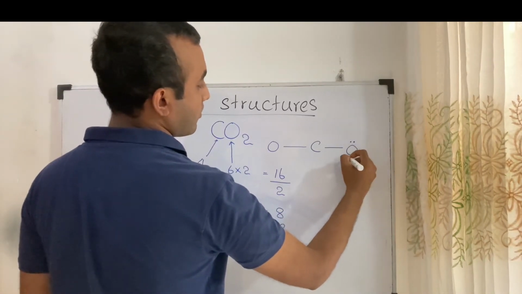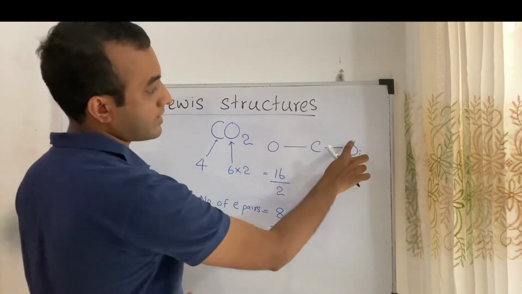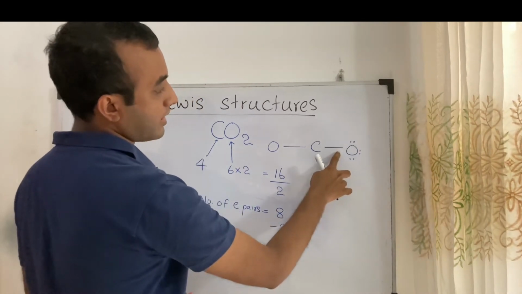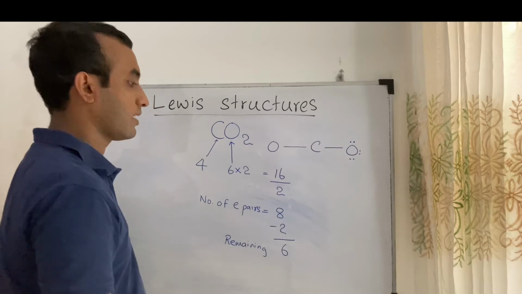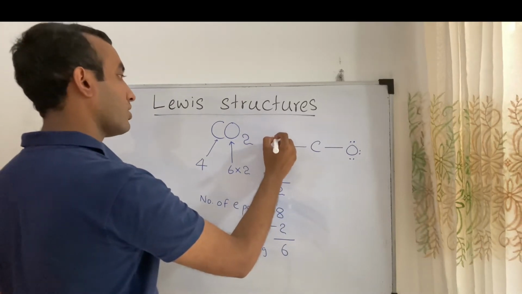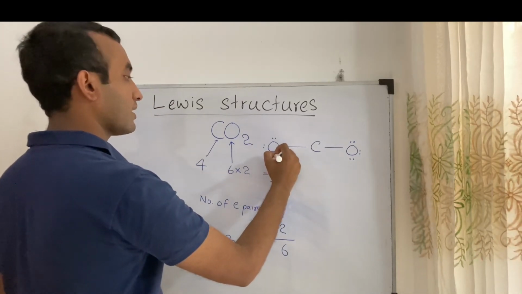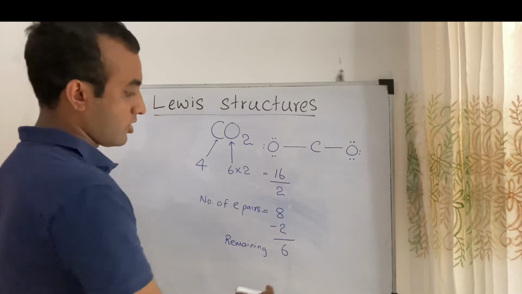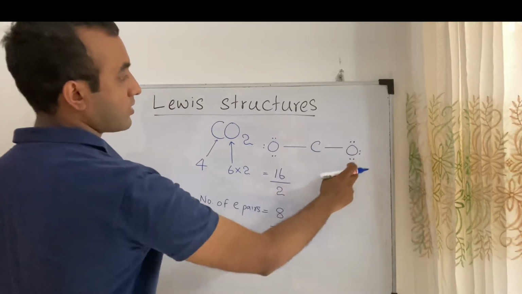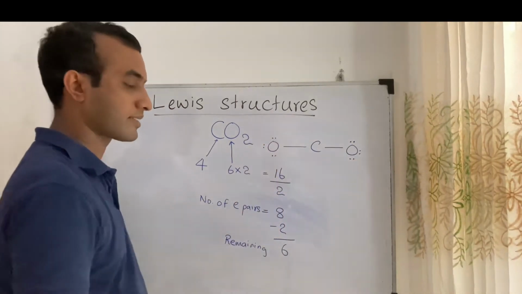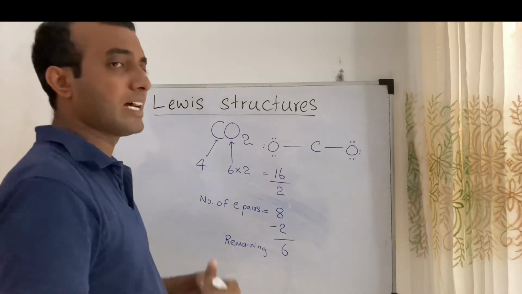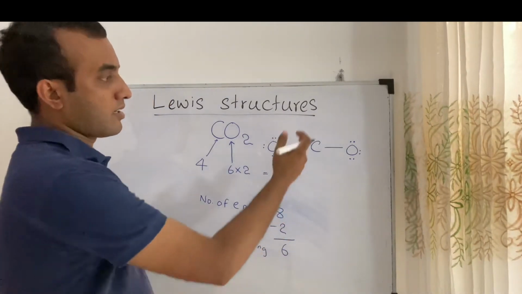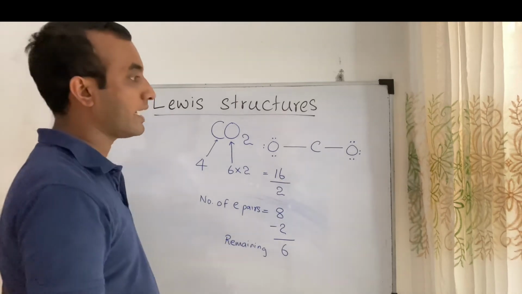2, 4, 6. Here we can see 2, 4, 6, 8. So octet is complete. So let's move to this atom. 2, 4, 6, 8, octet is complete. So we had 6 pairs: 1, 2, 3, 4, 5, 6. All 6 are distributed. The next step is to find the charges on each atom.